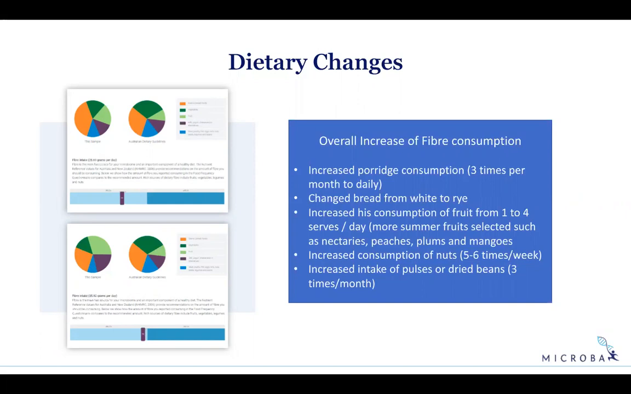He also changed his bread from white bread to rye bread, which was really encouraging to see, which was lovely. He increased his consumption of fruit from 1 serve per day, roughly, to about 4 serves per day. So this is probably a bit higher than what we would usually recommend, but we did bear in mind that this was reported in February. So he had increased his fruit consumption over summer. And he did select more fruits, such as nectarines, peaches, plums, and mango.